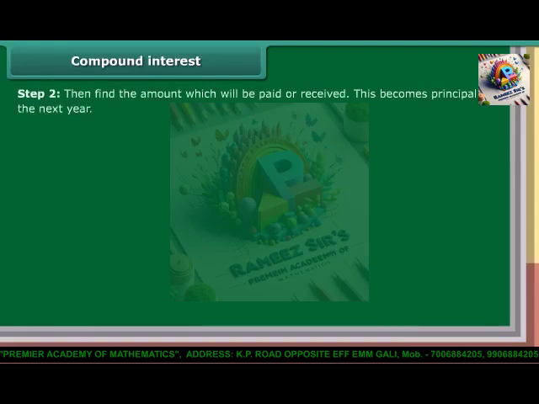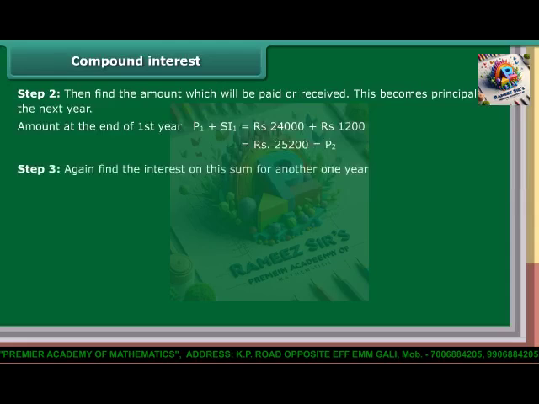Step 2. Then find the amount which will be paid or received. This becomes the principal for the next year. Amount at the end of the first year is equal to P1 plus SI1, which is equal to rupees 24,000 plus rupees 1200, which is equal to rupees 25,200, which is equal to P2. Step 3. Again find the interest on this sum for another 1 year. SI2 is equal to SI at 5% per annum for the second year, which is equal to rupees 25,200 into 5 upon 100, which is equal to rupees 1,260.